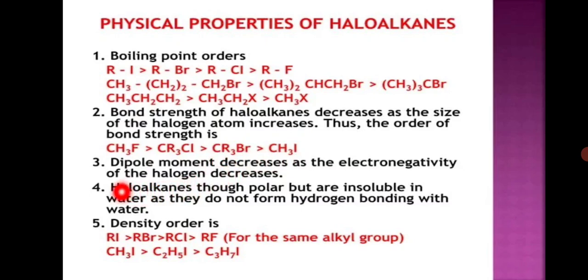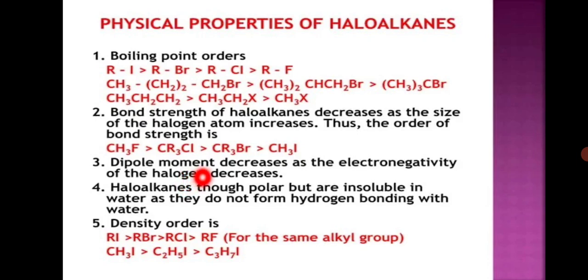Next physical property regarding the dipole moment. Dipole moment decreases as the electronegativity of the halogen atom decreases. So for that you need the knowledge of the electronegativity. Electronegativity is the ability of an atom to attract the bonded electrons towards itself. As you know, the electronegativity of fluorine is the highest among all the elements, of course.